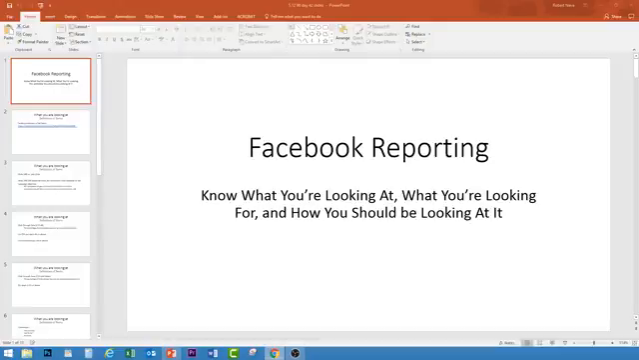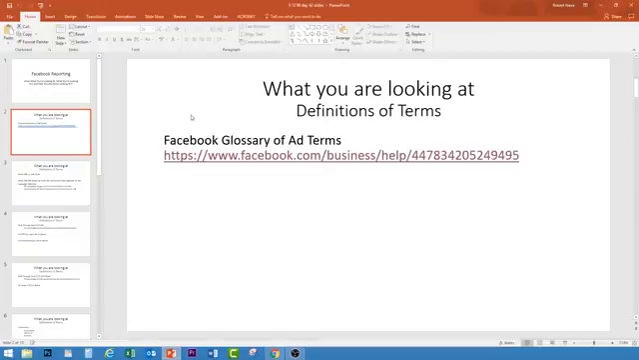Before actually jumping in, I was waiting to see if more people would come in, but it's already 2:08. So let's just go ahead and jump into the next slide. We're talking about Facebook reporting. The first thing we're going to look at is to know what you're looking for. So let's talk about some of these definitions. What are some of the terms that we need to know?